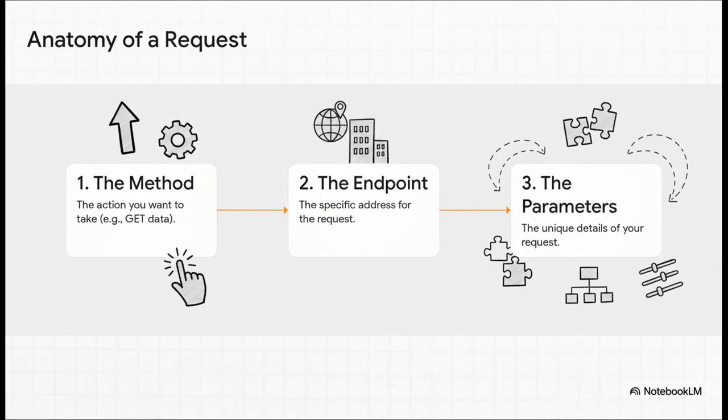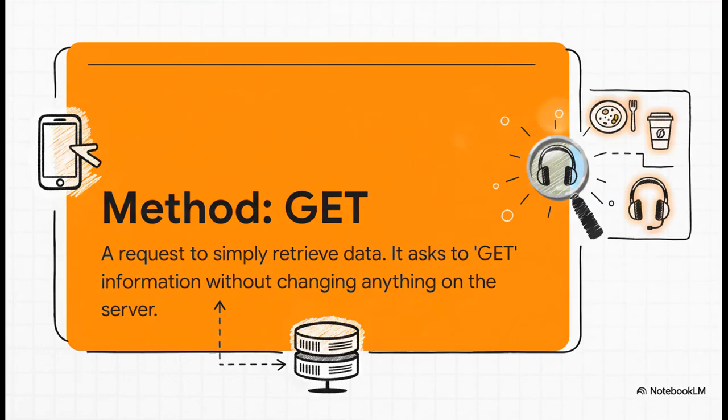And every single one of these requests is built from three main parts. First, you've got the method. That's the action you want to take. Then there's the endpoint. That's where you're going. And finally, the parameters. Those are all the nitty-gritty details. Let's break them down.